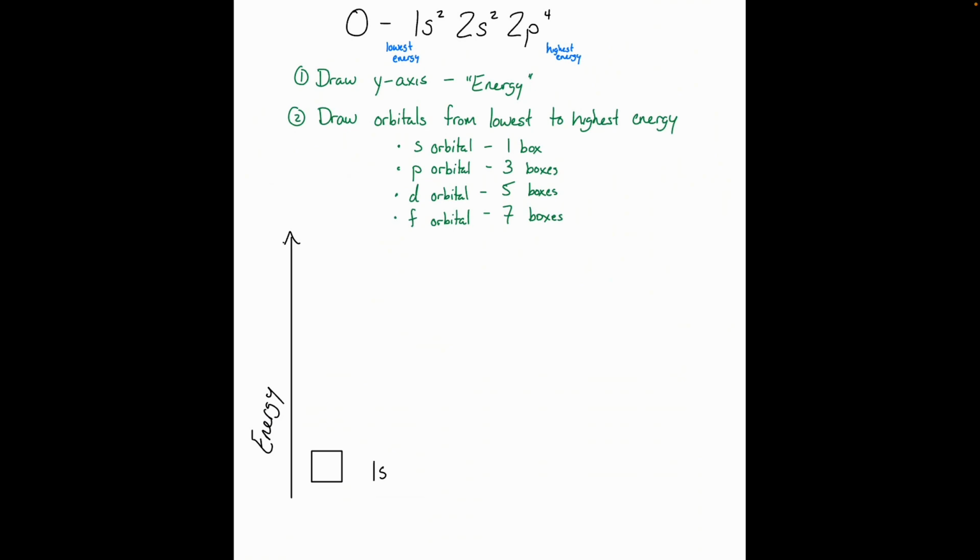What's going to be next on this diagram? The 2s. And how many boxes am I going to draw for that 2s? Just one box, because it's an s orbital. It's higher energy, and as we discussed, that principal quantum number means it's a larger sphere, but it's still an s orbital, so it's still only going to be one box. And then my next in line here is which orbital? 2p. And for 2p, I'm going to draw 3 boxes.